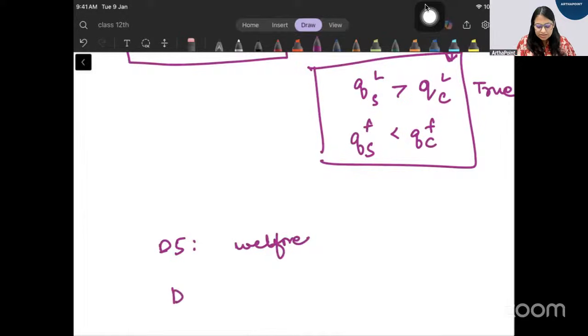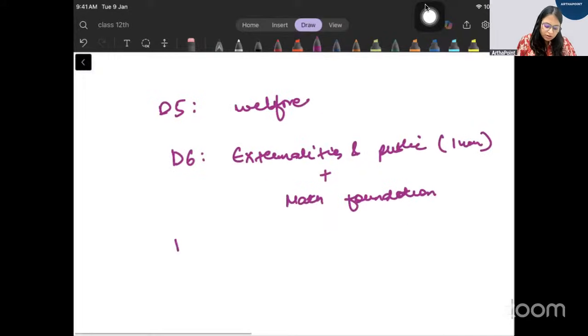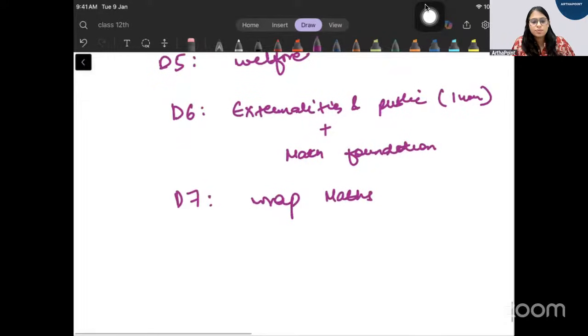And day 6, you will spend some time on externalities and public good. But this is not more than 1 hour. So you will start with maths foundation. And day 7, you will wrap up maths. Not more than 2 days on maths. Because maths deserves only that much.